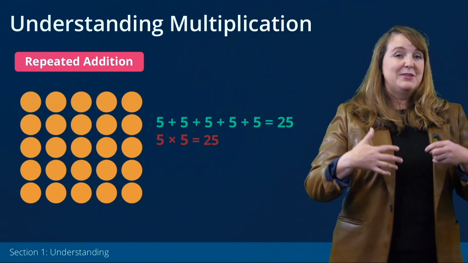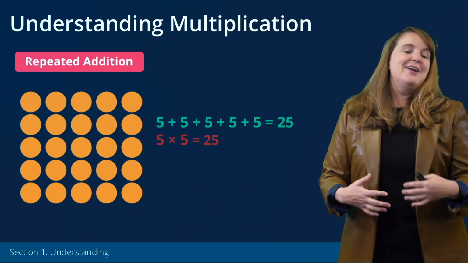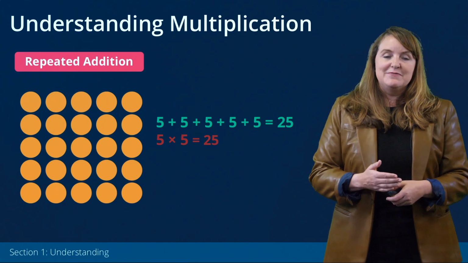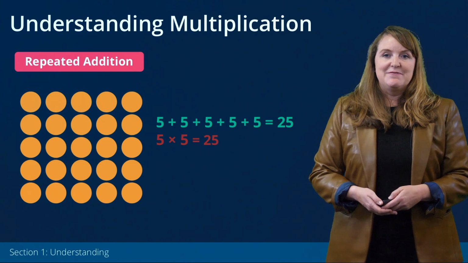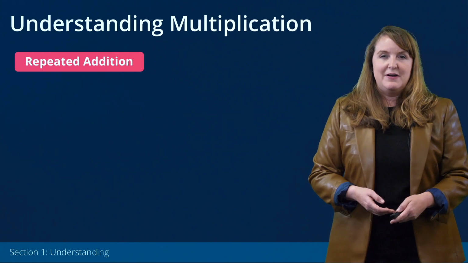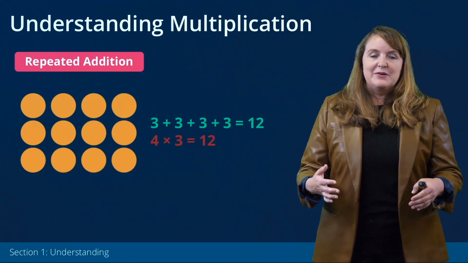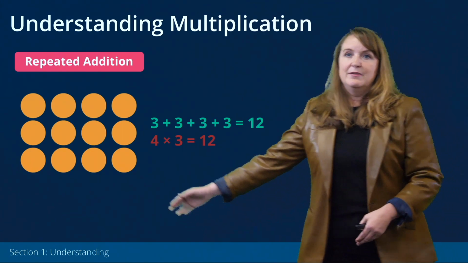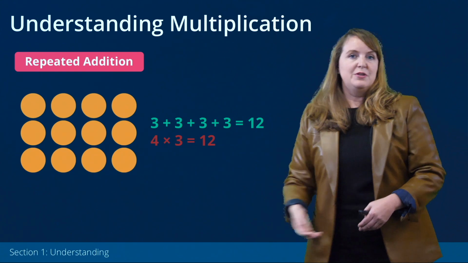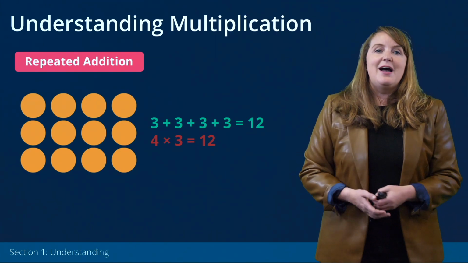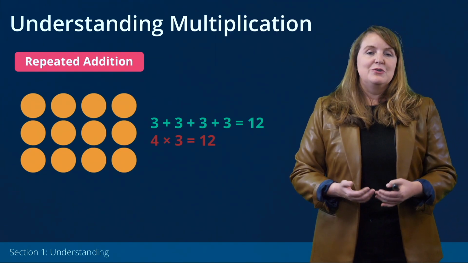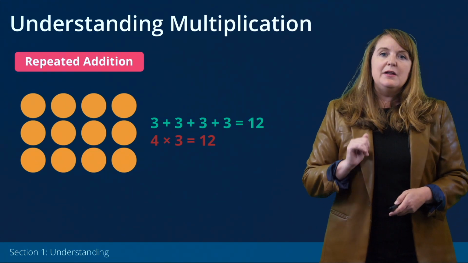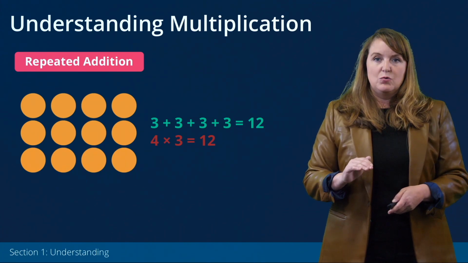What might this look like with an even larger array? Well, here we have an example of 5 plus 5 plus 5 plus 5 plus 5. That is the same as 5 times 5 equals 25. And then here's another example. Here I have 3 plus 3 plus 3 plus 3. I've got a really nice visual to show that right there. And what does that mean? I have 4 groups with 3 in each group. That equals 12.